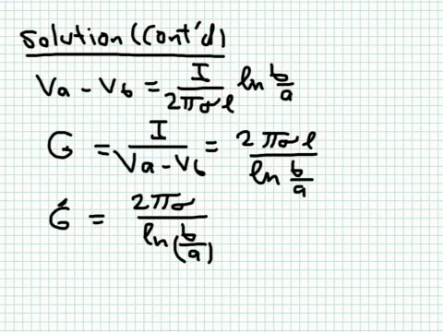Of course, ideally, there should be no leakage current. But in reality, there is always some leakage current. You divide I by VA minus VB, you get this expression. And of course, because I'm looking for the conductance per unit length, I will divide G by L, by the assumed length, and I will get the conductance per unit length. And this parameter is very important when you study transmission line theory.